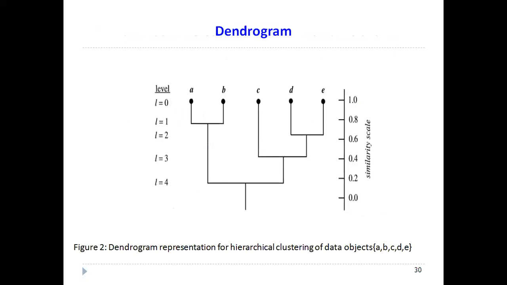Dendrogram, this is the real thing that you have to understand. This is based on the same split. In zero level, all data points are in different clusters, so each cluster has only one data point in the beginning. At level one, two get grouped, at level two, D and E get grouped, and after that C gets grouped with D and E.